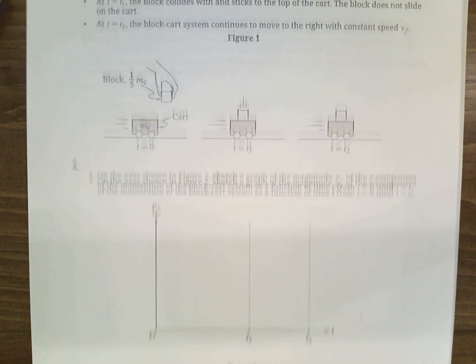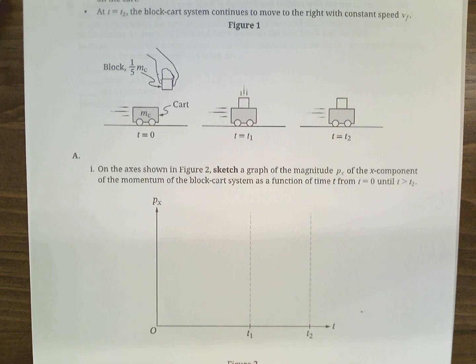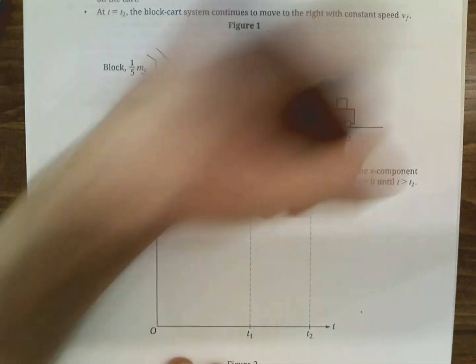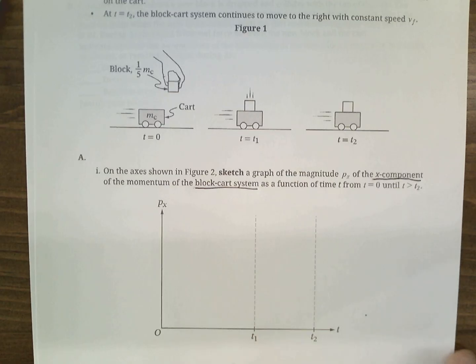Collisions here definitely dictate that we're going to be using some sort of conservation of momentum. It starts us out by having us sketch a graph of the magnitude of px, the x component of the momentum of the block-cart system. So we're looking at everything together, and only the x component, from time t equals 0 all the way to t equals t1 when the block crashes into the cart, and then what they do in between as they coast together.